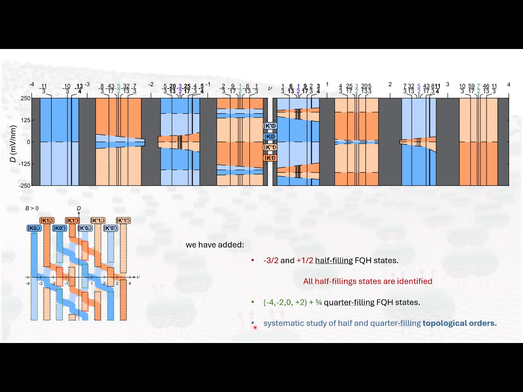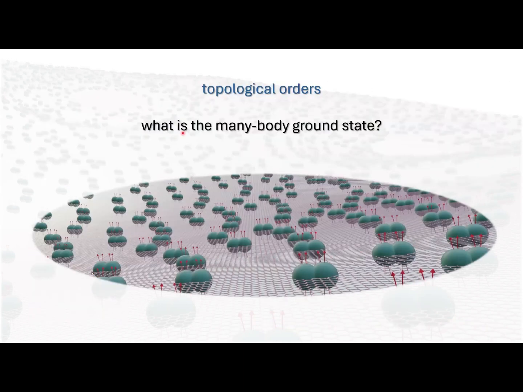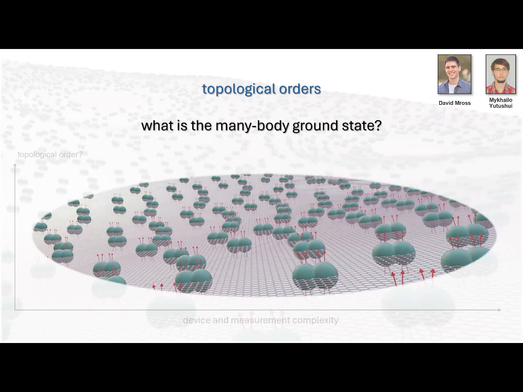And now basically the question is, can we use this daughter state in order to learn about the topological order of these even denominators? So the question of what is the topological order is actually the question, what is the many-body ground state of the superfluid? So similar to BCS in superconductivity, we ask the question, what is the wave function of this ground state? And this we did together with David Bro's group and his student Misha.